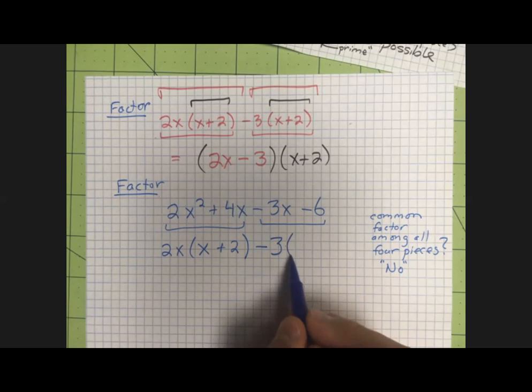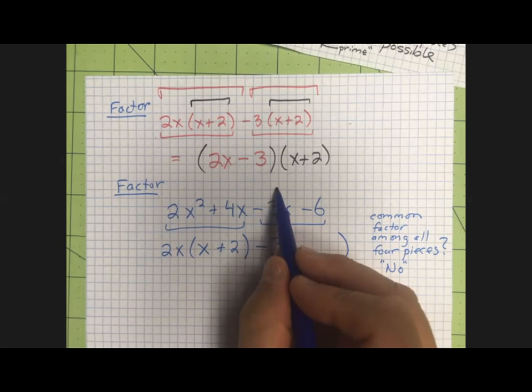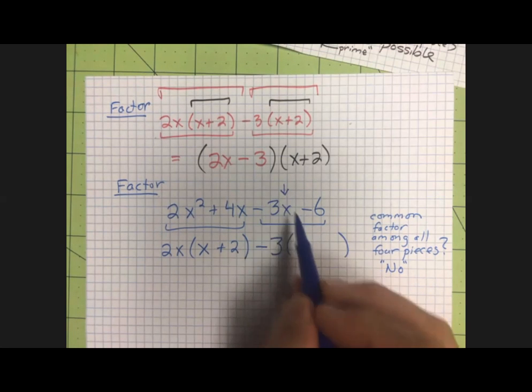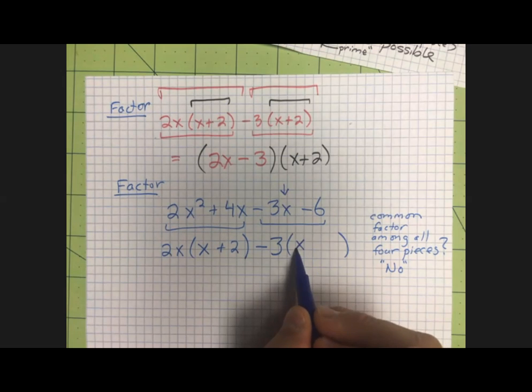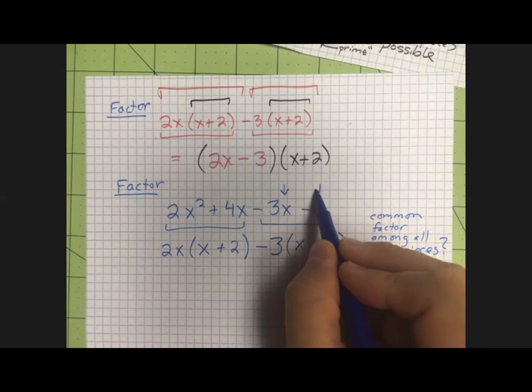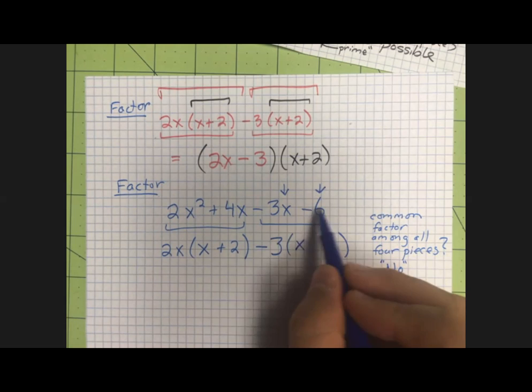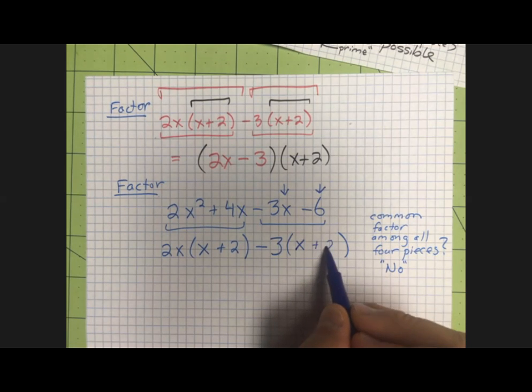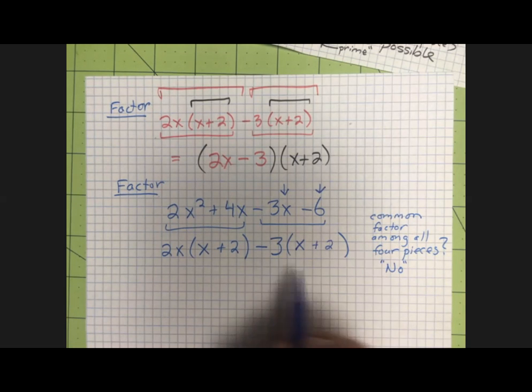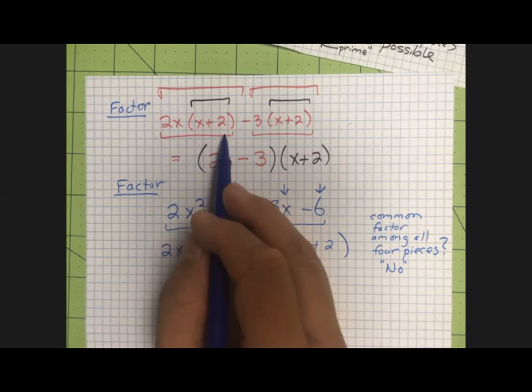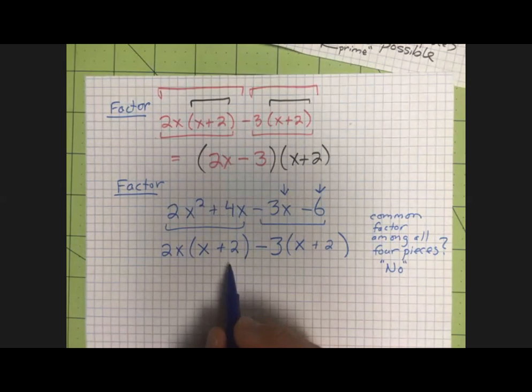Why? Because after you remove the minus 3, what's left here? Positive x. What's left here after you remove minus 3? After you divide by minus 3? Plus 2. And then you realize, oh my goodness, that was the problem we just did above.